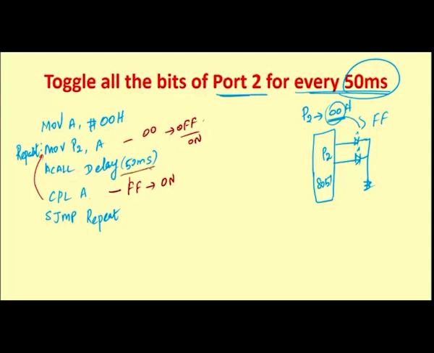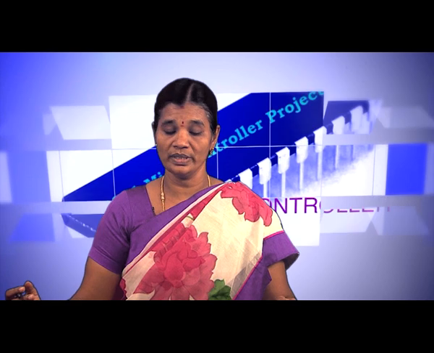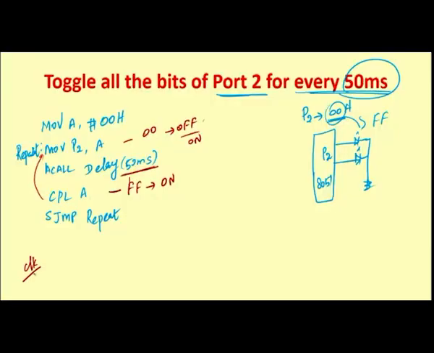Now I have to think about how to initialize the 50 milliseconds delay, and how to write the delay program. In the last sessions we discussed how to declare the delay. Whatever the system clock frequency is, it will be divided by 12, and whatever you get is considered as your clock frequency. So we are considering the frequency as 11.0592 MHz.